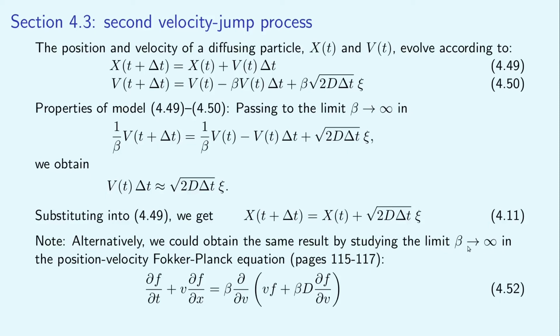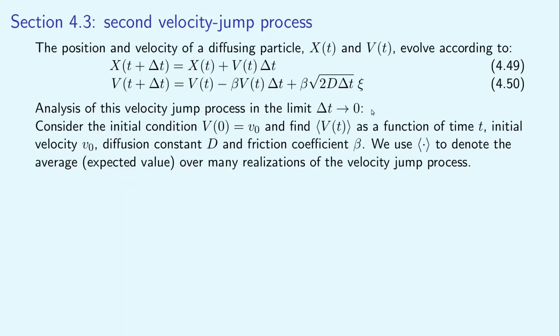Such an approach is presented in the lecture notes on pages 115 to 117. We again obtain the diffusion equation with the diffusion constant d. The velocity jump process 449-450 can also be analyzed in the limit delta t goes to 0, in the same way as we analyze stochastic differential equations in chapter 3.